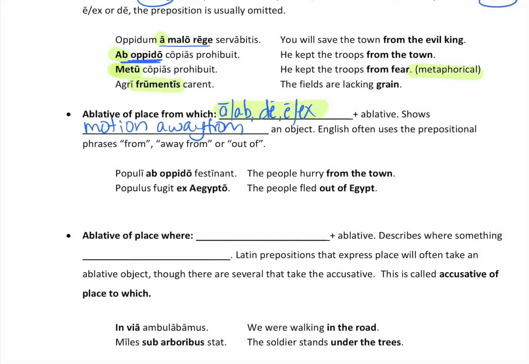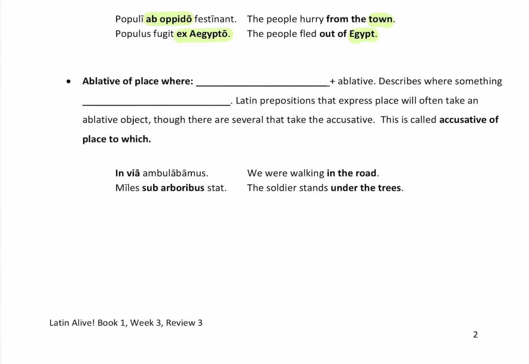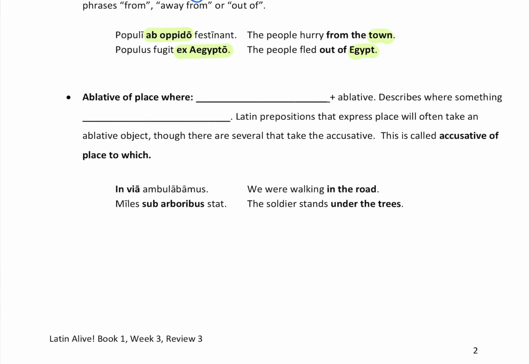So here we go. Preposition plus the ablative. Populi ab oppido festinant. The people hurry from the town. And here's another one. Populus fugit ex Aegypto. The people fled out of Egypt. So both of these things are objects, not people. And that's called ablative of place, so motion away from. So ablative of place where. All right. That takes a preposition plus the ablative.